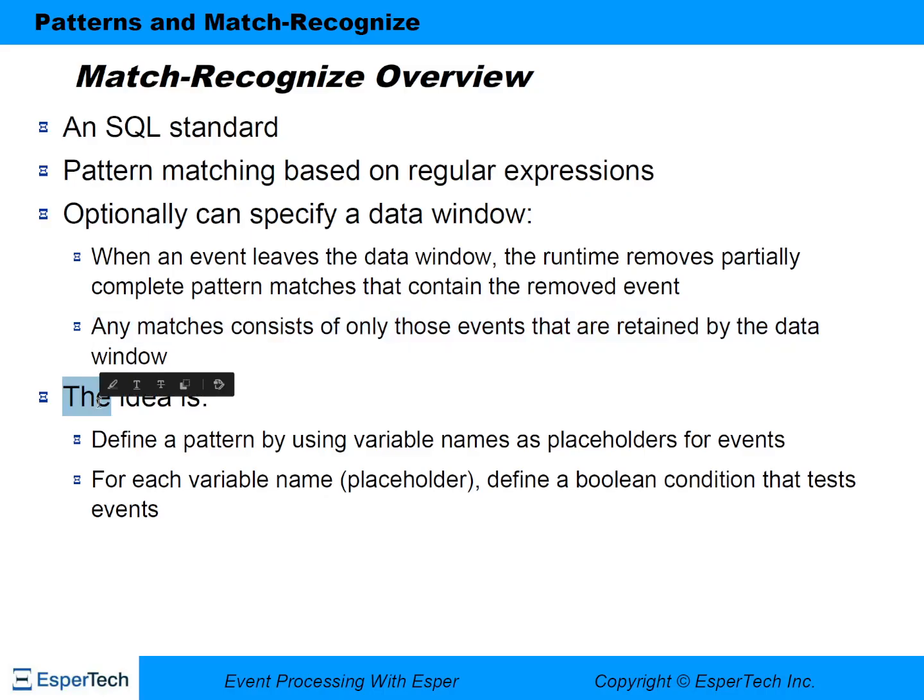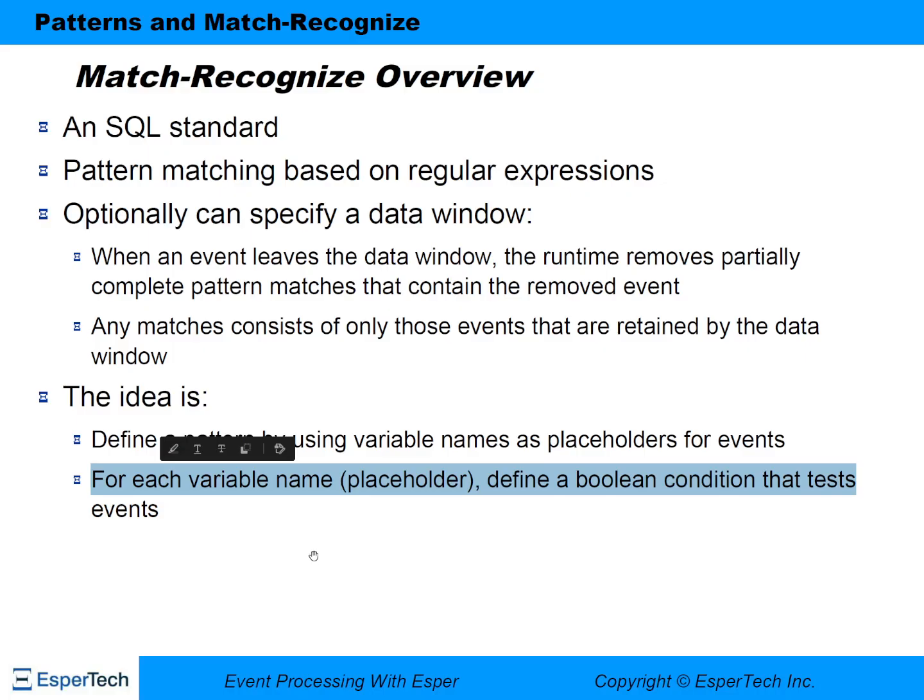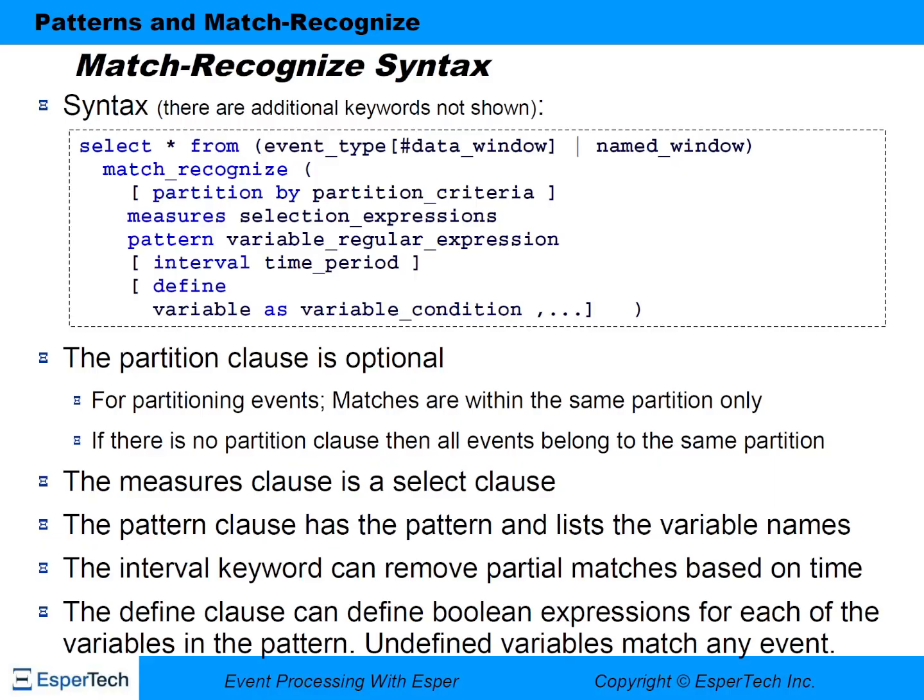The idea of match recognize is: define a pattern by using variable names as placeholders for events. For each variable name, placeholder, define a Boolean condition that tests events. We'll go through the syntax of match recognize so you'll better understand the clauses and keywords.